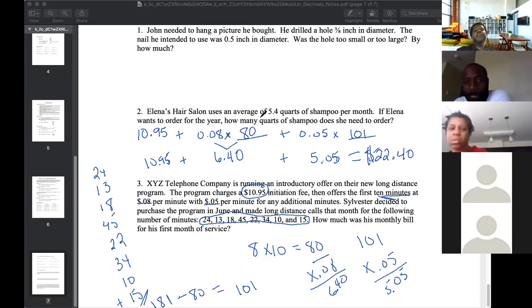Okay. So once you have all your minutes added up, you have to split them up into 80 minutes at 8 cents a minute and 101 minutes at 5 cents a minute. When you split that up, that's going to give you the right answer, $22.40. So add your minutes first, then take out your 80 minutes at 8 cents a minute, and whatever is left, you charge at 5 cents a minute. And then of course you add in the program fee of $10.95. Yeah, I had the 181, that's why my bill was too high. Yep.